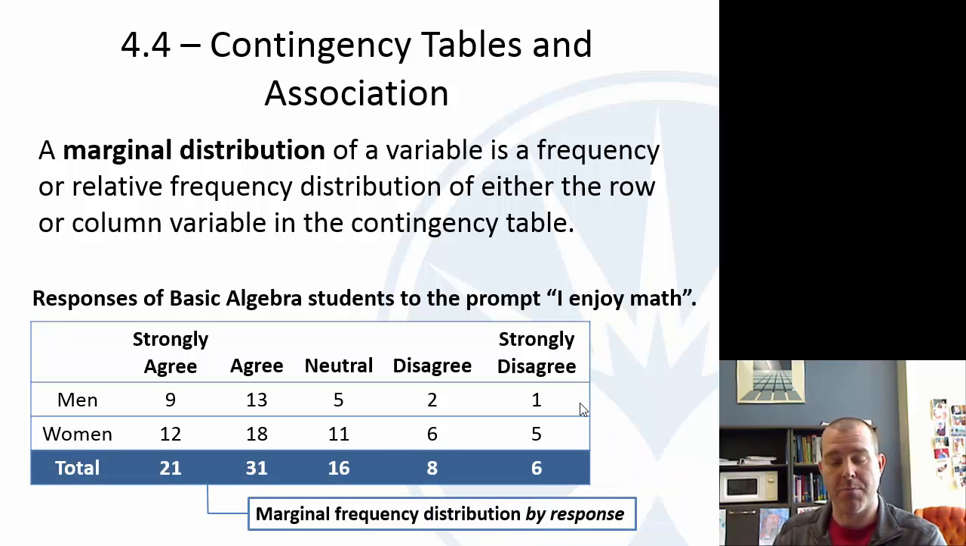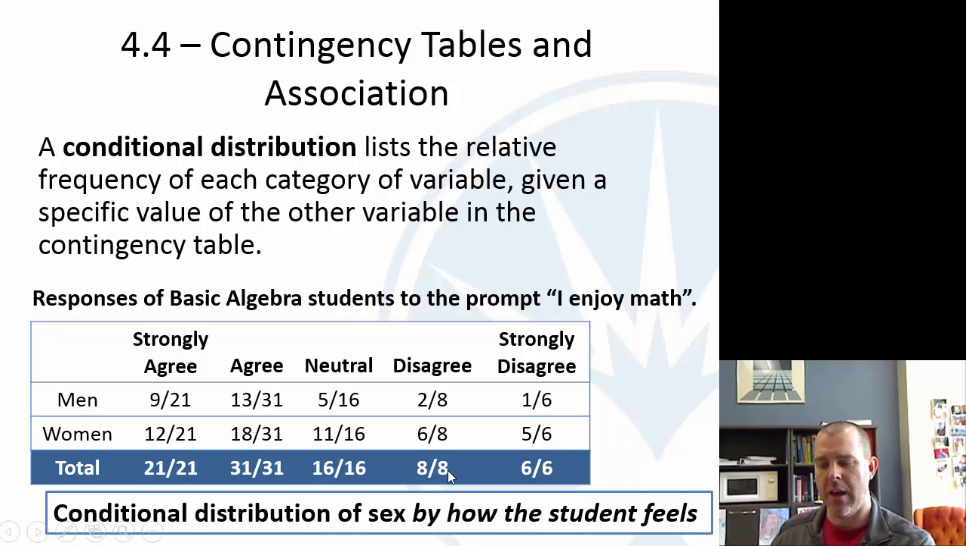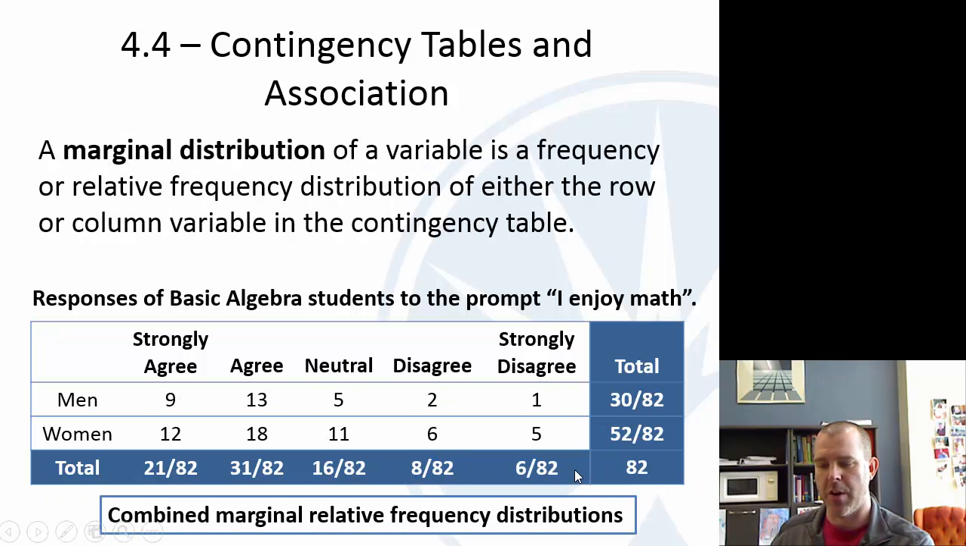And then we have by the response here, so the total marginal frequency distribution by response. Then what we can do is look at the combined marginal relative frequency. There are 82 total responses. 30 out of 82 were men, 52 out of 82 were women, and then again here 21 out of 82 strongly agreed, 31 out of 82 agreed, etc. I didn't do percentages there, but you could make these into decimals and do a relative frequency. So those are the marginal relative frequency.